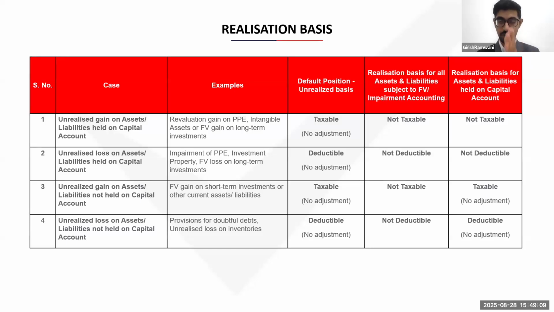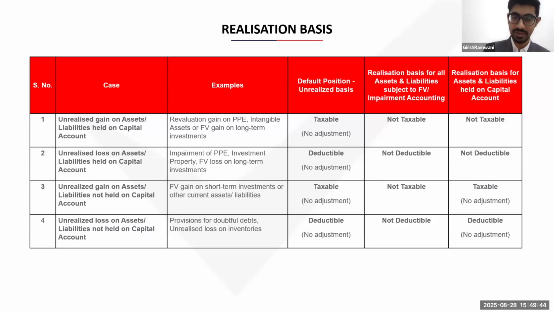So in the third column, if you see, there is no adjustment required for any of the assets or liabilities. If you go for realization basis for all assets and liabilities, you will have to reverse the unrealized gains and losses for all your assets and liabilities. And in the last column, if you see, you only have to reverse the gains or losses on non-current assets or liabilities. That is the first and the second row. For the third and fourth row, no adjustment would be required, because those pertain to your current assets and liabilities, and they will follow the book treatment itself.